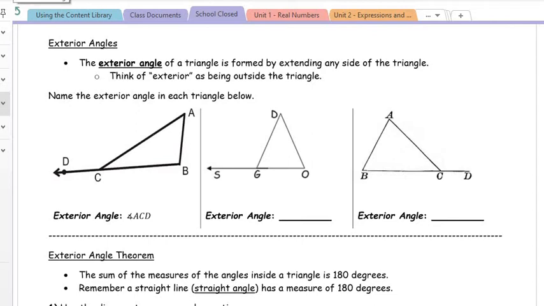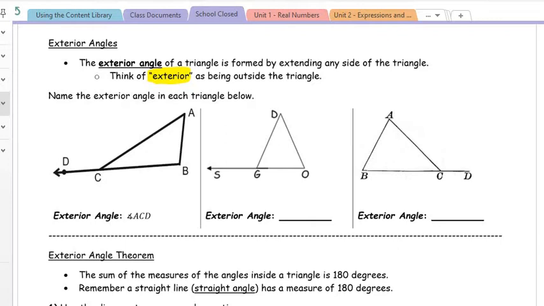We are continuing with the triangles unit, and today we're talking about something called the exterior angle theorem. When you hear the word exterior, think of it like being outside of the triangle. The exterior angle of a triangle is formed when we extend any side of the triangle.